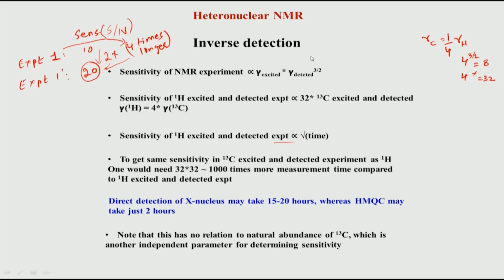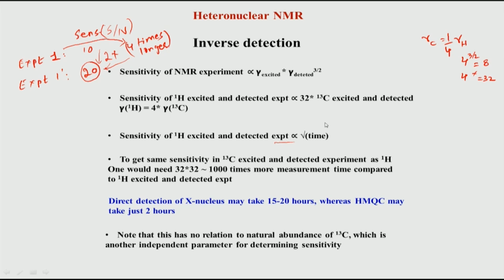That means I am improving the sensitivity only by looking at the gamma values. I am not taking care of the sensitivity which comes from the abundance. So, the abundance problem will still remain because carbon 13 is less abundant, but at least I have taken care of the gamma by using the proton. This inverse detection takes care of only the gamma portion, that is, improving sensitivity by exploiting the higher gyromagnetic ratio of proton.